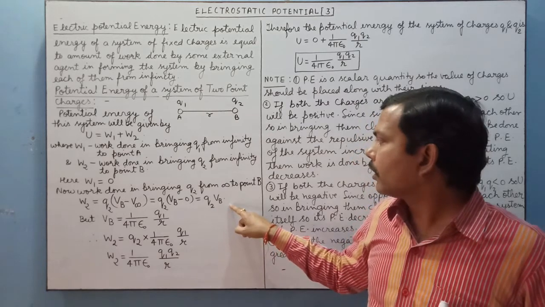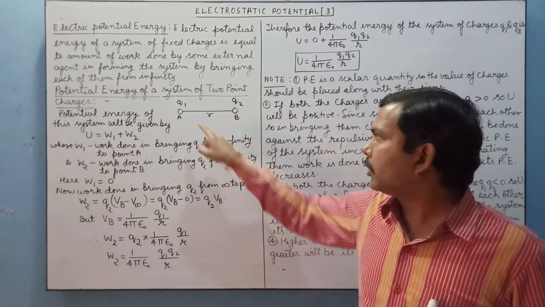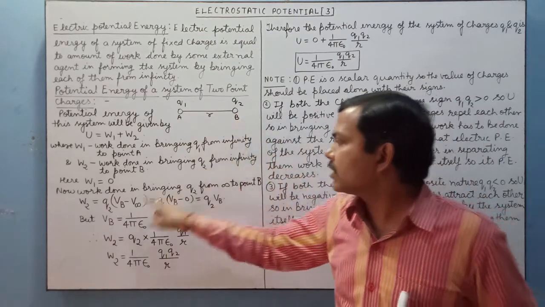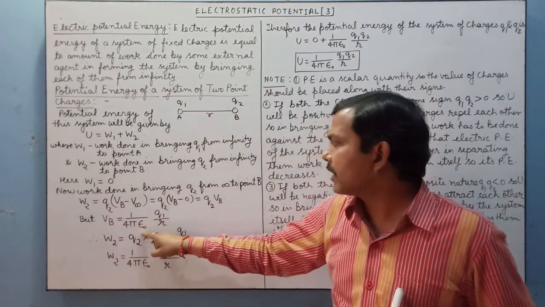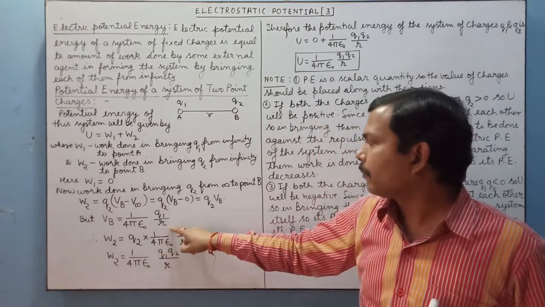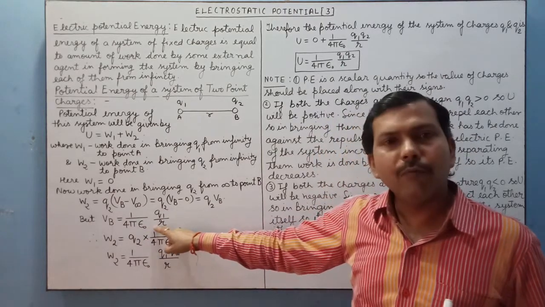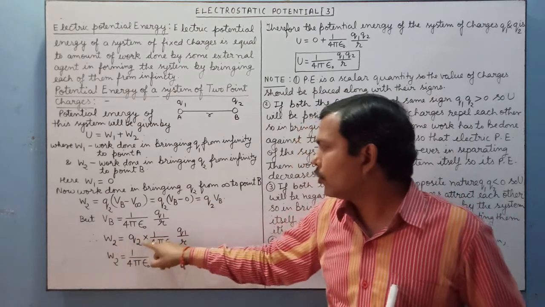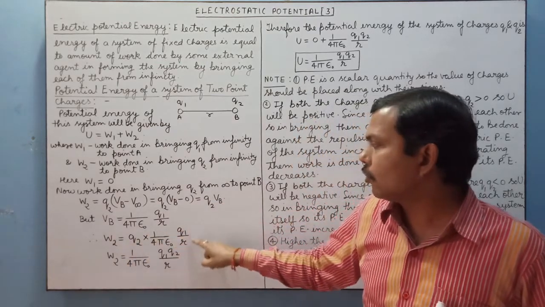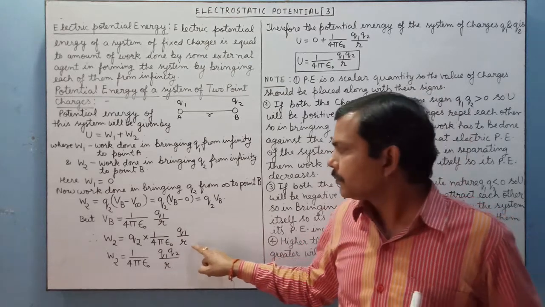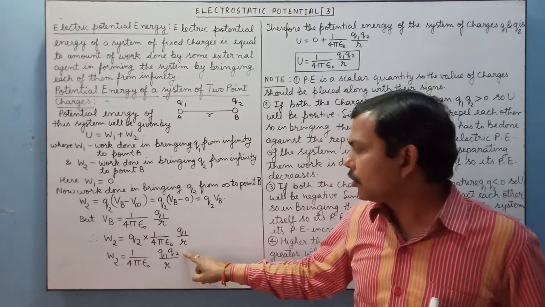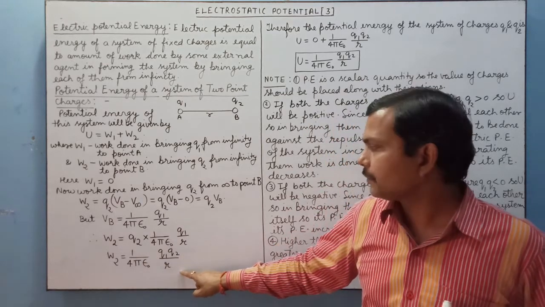But the electric potential due to charge Q1 at point B is given as VB = (1/4πε0) Q1/r. We substitute this value of VB here. So we get W2 = Q2 × (1/4πε0) Q1/r. So W2 = (1/4πε0) Q1Q2/r.